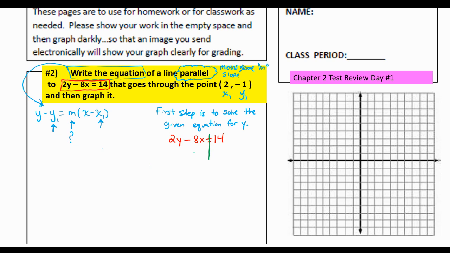So we drop this line. We have to move over the 8x, so we would add 8x to both sides. So 2y would be equal to, bring down the 8x first, 2y equals 8x plus 14. And then divide each item by 2. So our given equation would be y equals 4x plus 7. So this is our given equation solved for y.